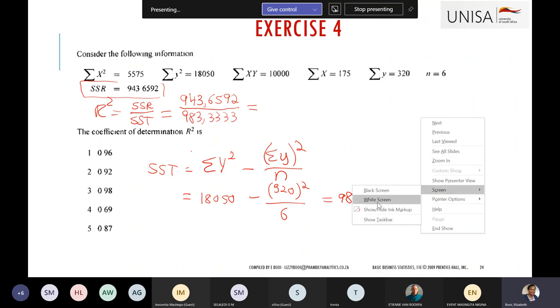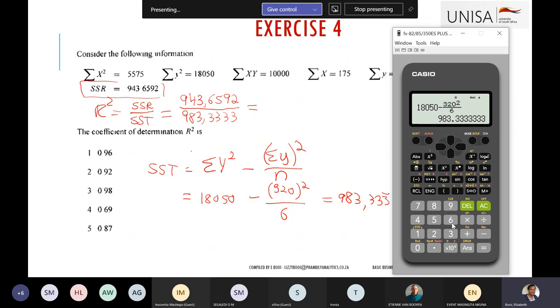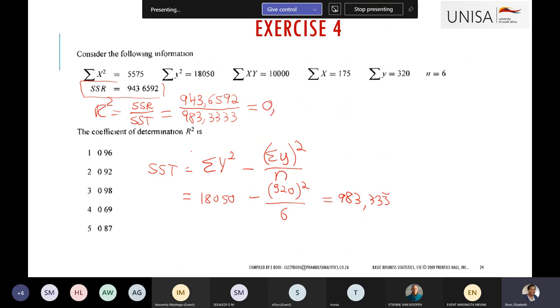Let me get my calculator again. Okay, so we have 943.6592 divided by 983.3333. And the answer is 0.96 if we round it off to two decimals. 0.96, which is option number one.